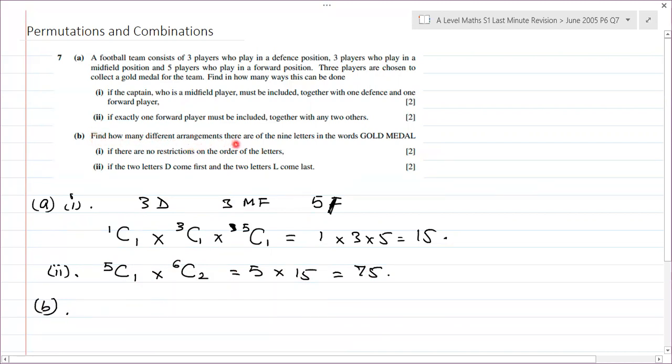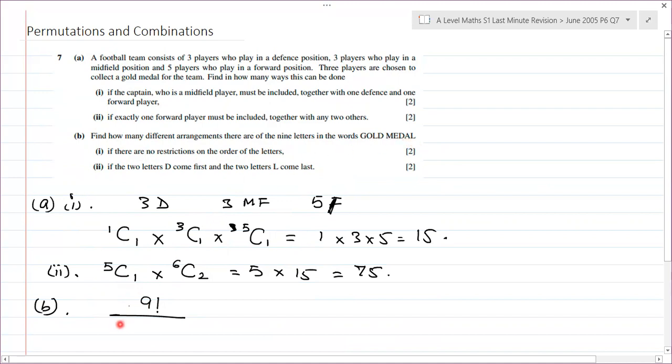Find how many different arrangements there are of the 9 letters of the word gold medal if there are no restrictions in the order of the letters. So gold medal, 1, 2, it says 9. Okay, so that's 9 factorial. 9 factorial divided by how many are repeating?